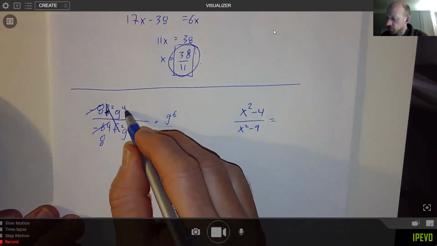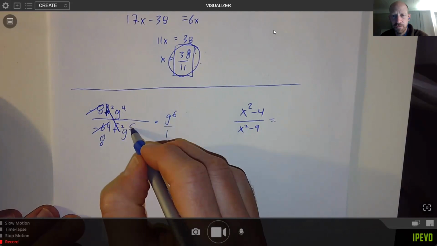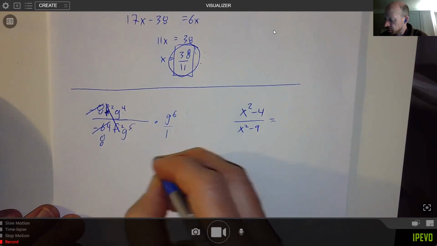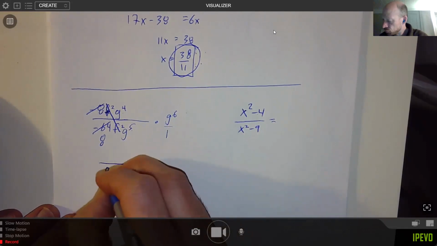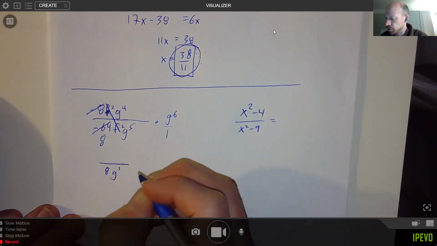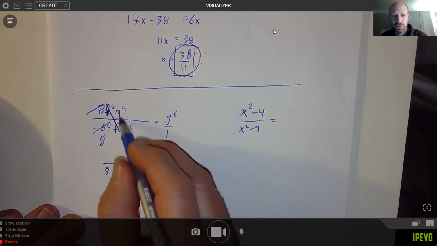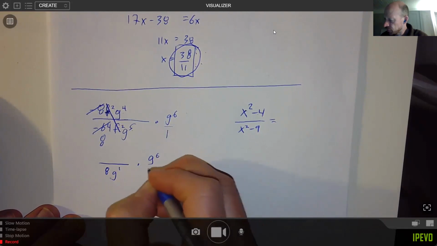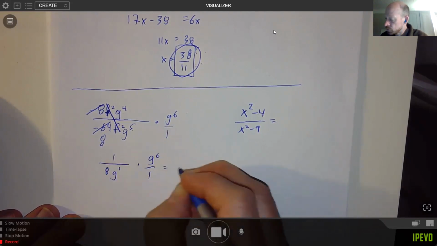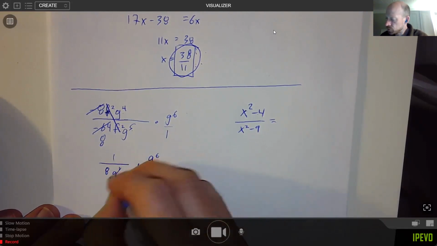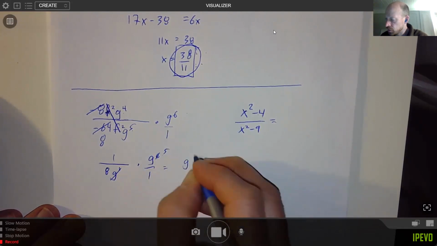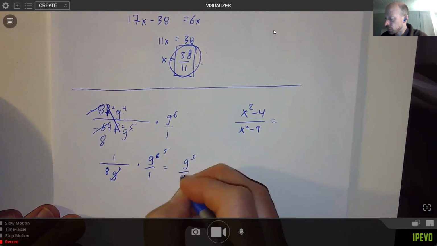And then here I can subtract the 4 from the 5, which is going to give me a g to the 1, right? I can cancel 4 of those g's, and then I'm multiplying by a g to the 6th. So one of those g's is going to cancel, or I can subtract the 1. So it'd be g to the 5 over 8.